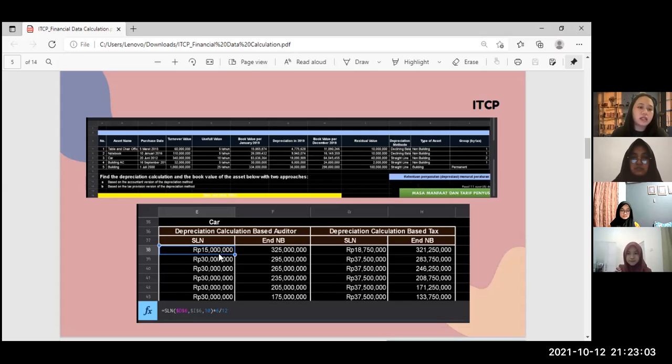And this is the example of SLN. The writing formula of SLN is equal SLN open bracket absolute $D$6 for turnover value for car, separator, absolute $I$6 for residual value, separator, 10 years, useful value, close bracket multiply 6 per 12.